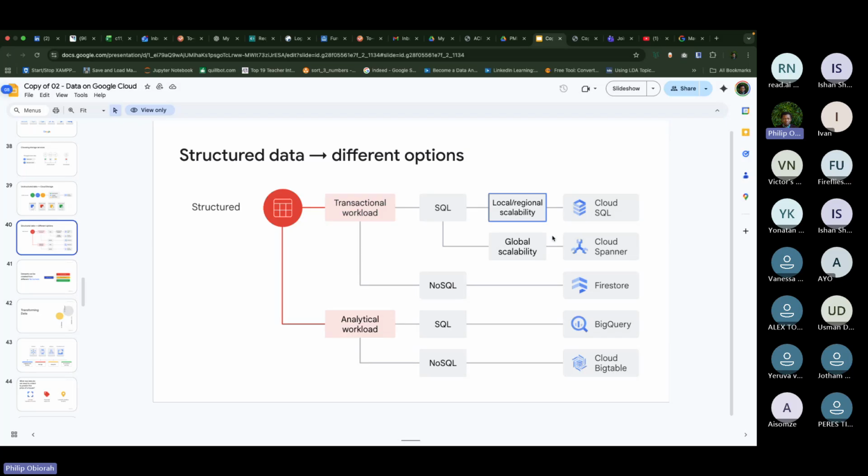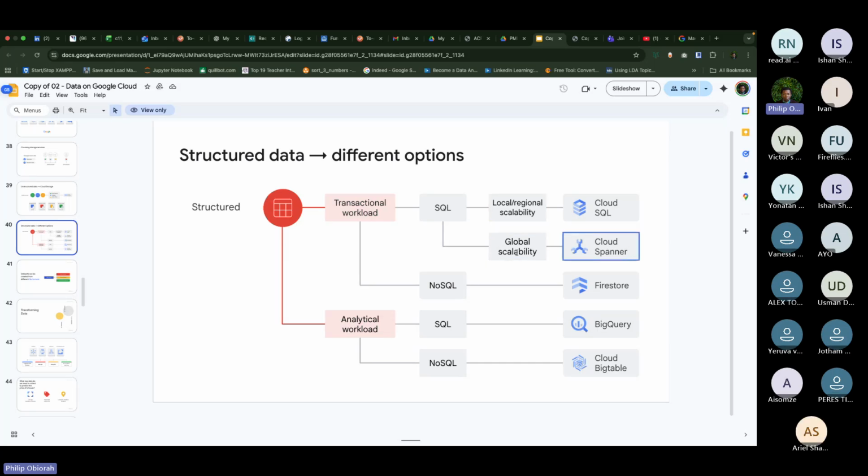But if we want it globally scalable, very scalable, accepting large data sets, then structured, global scalability, we use what? It's Cloud Spanner. So once you see globally scalable, you know that the best option is Cloud Spanner. It's structured, it's a transactional workload, and it's SQL, then Cloud Spanner. These are SQL databases.